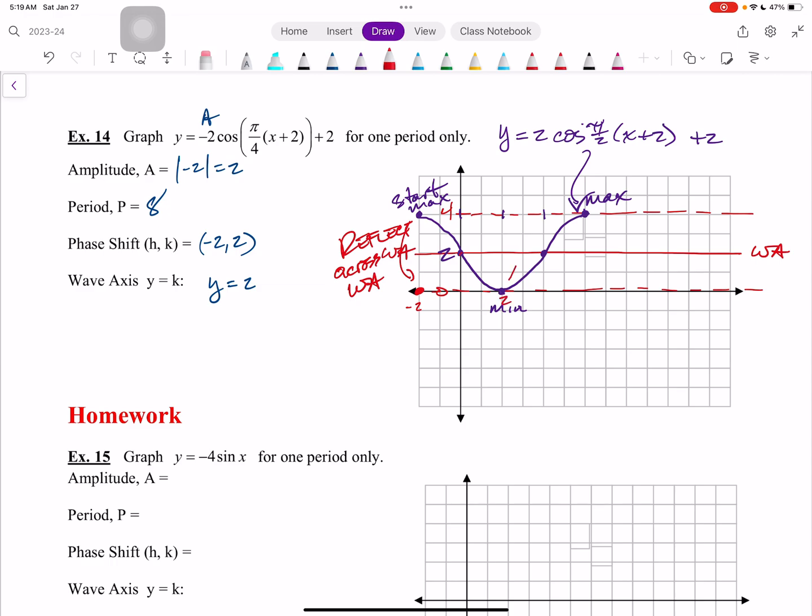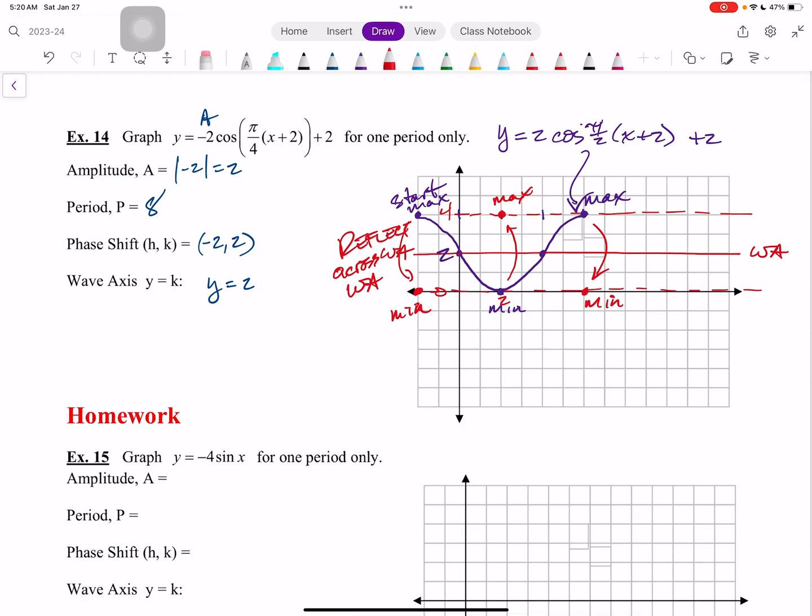Your minimum down here at 2, well, guess what? That gets reflected up here. So it gets reflected, it becomes a max. Okay, so your max becomes the min. Your min becomes the max. And then you're at the wave axis, that doesn't move. And then this max becomes a minimum. Okay, because it gets reflected across the wave axis. And then you draw your function. So here we go.